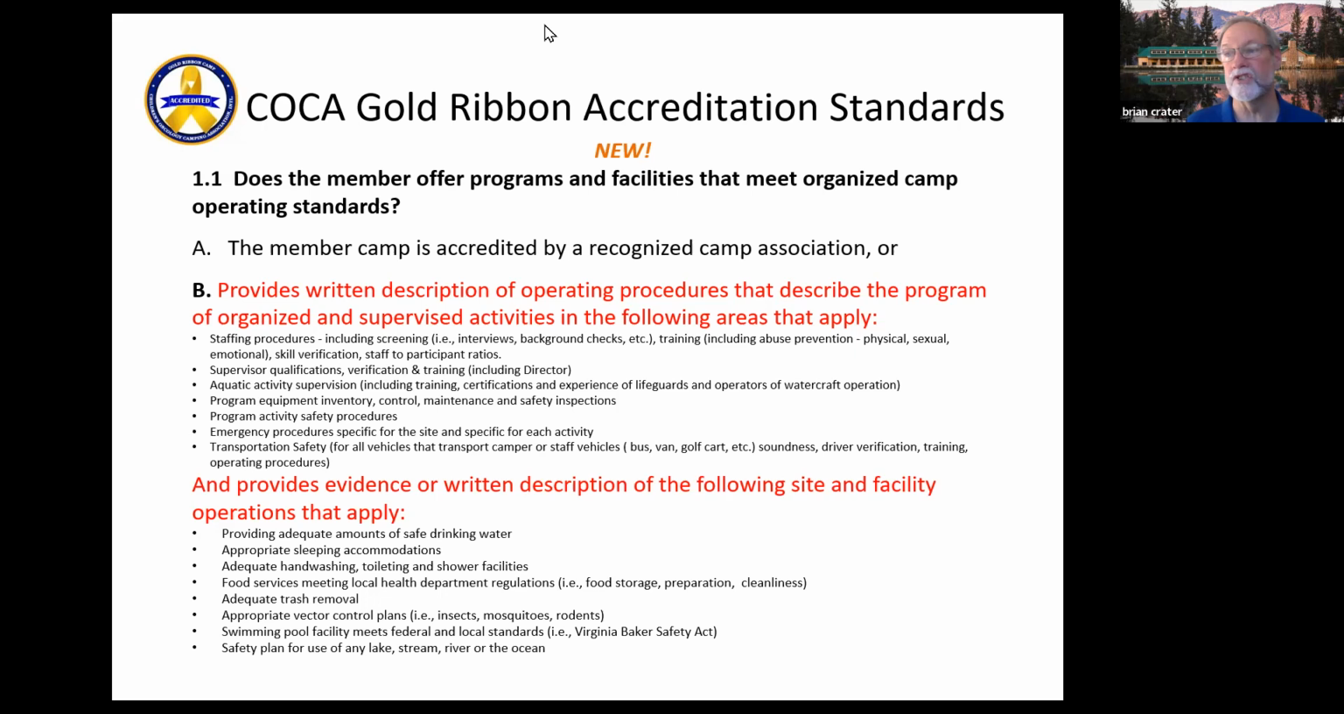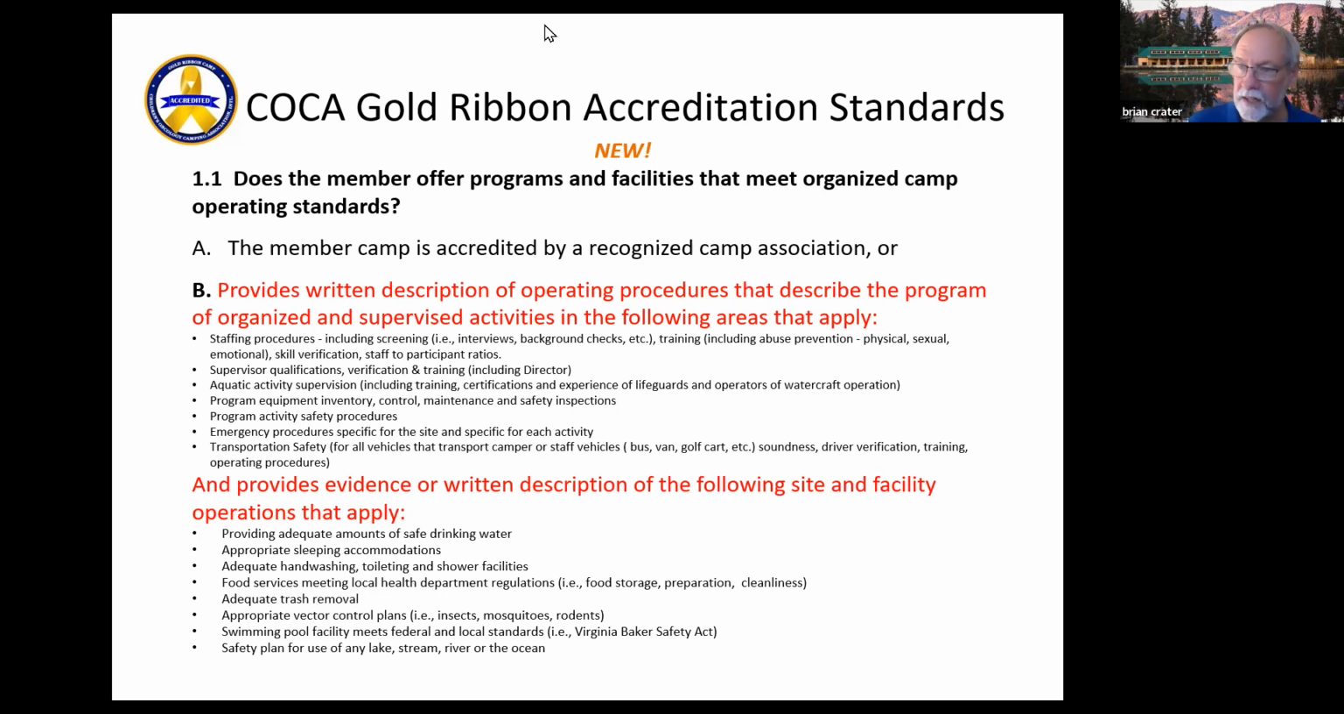This is also with regards to supervisor qualifications, aquatic activities, supervision and training, job descriptions for their aquatic directors, program equipment management. Is it regularly inspected? How is it controlled? With regards to program safety for each one, are there safety procedures that are written? Are there emergency procedures that are written for each one of those activities? And then transportation, how they deal with transportation, once again, for each one that may apply. So this walks through some of the things that they need to take a look at for compliance for those that apply for them.